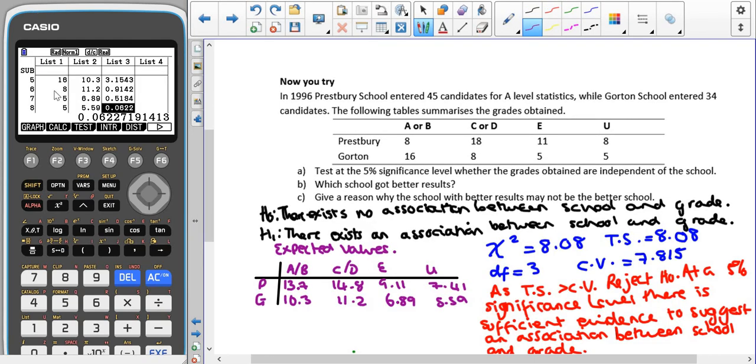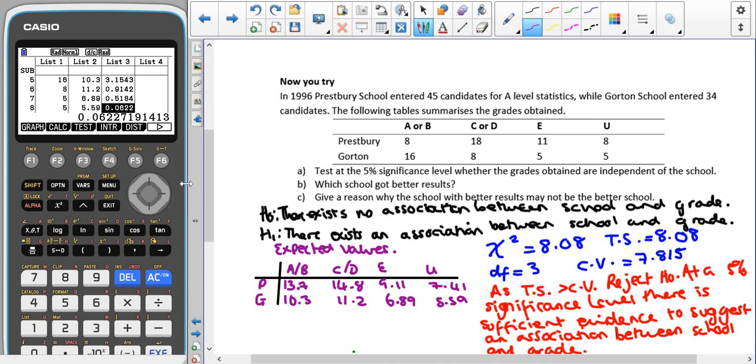So hopefully you've paused the video and given the Now You Try a go. For the first bit, we're testing a 5% significance level, whether the grades obtained are independent of the school. I've written the hypothesis in terms of association, so no association and association. If you did it in terms of independence, it'd be that the school and grades are independent and the school and grades are not independent or are dependent.